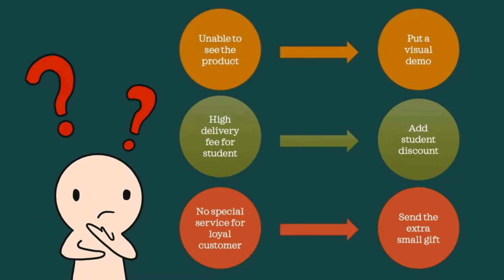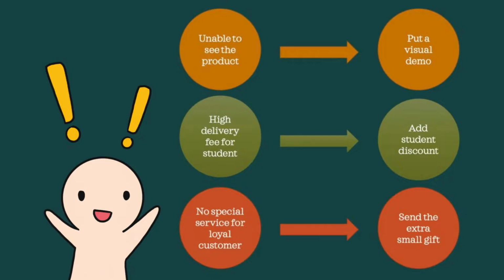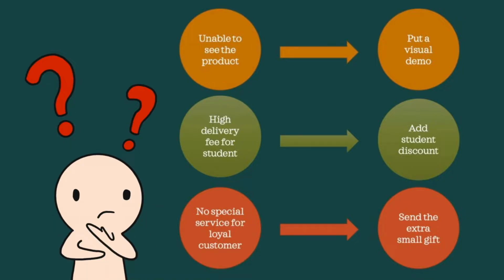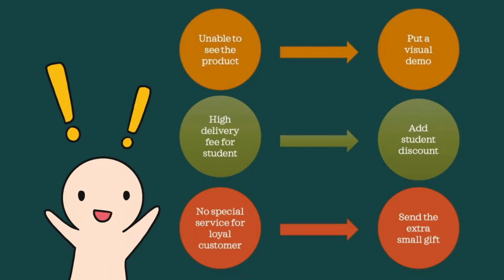For Persona 2, as a student, the delivery fee is quite costly as it's cross-country. We can add a student discount on delivery service to improve the problem. And for Persona 3, the customer was unhappy because there's no special service for Starbucks loyal customers. It would be nice if we sent a small gift to the customer. Therefore, I recommend those points to the group so that we can improve our services.